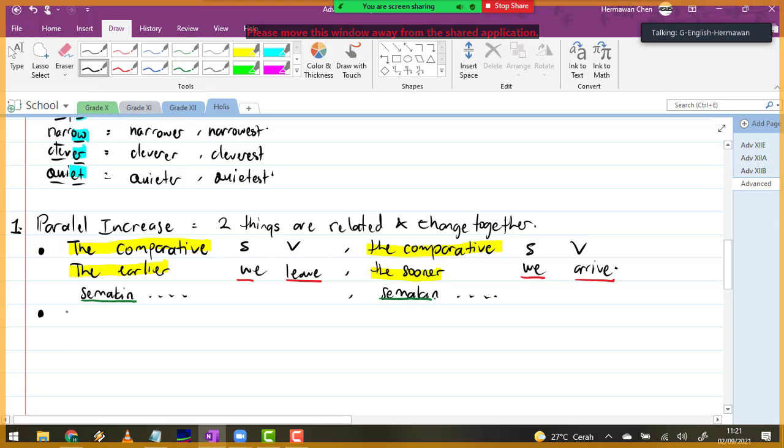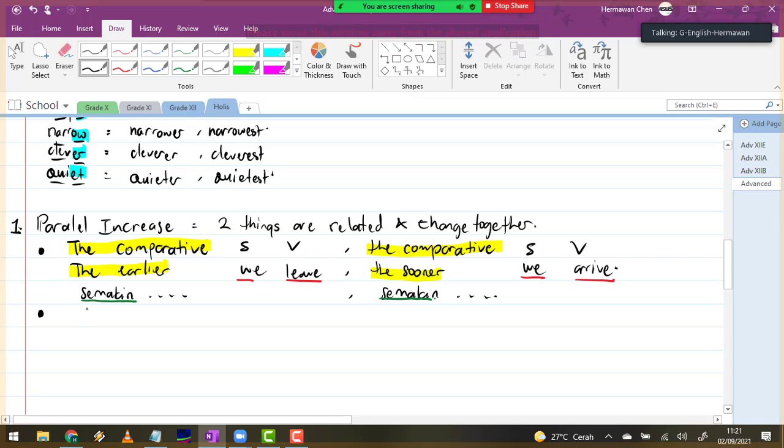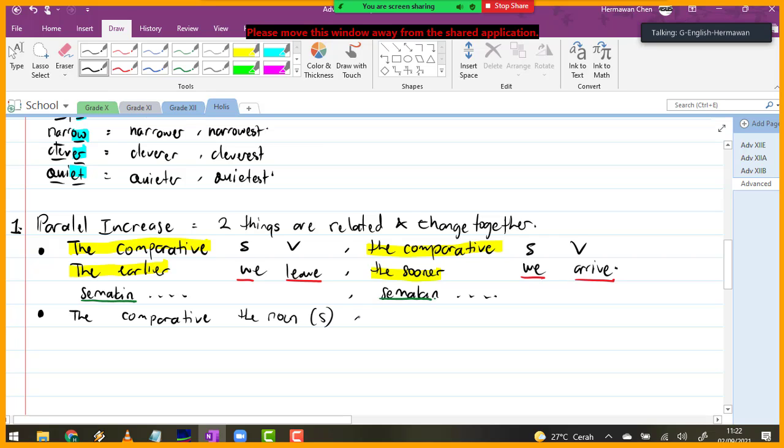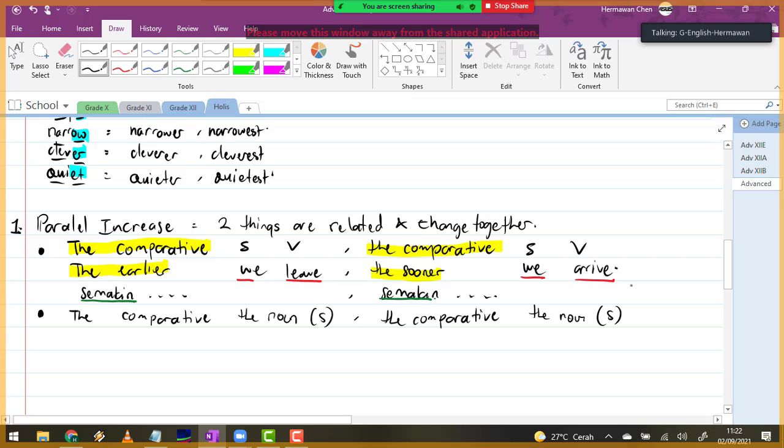Okay, now let's continue to the second pattern. The second pattern is actually the shorter version of the first pattern. It becomes the comparative, the noun. The noun is actually the subject, yeah? And the comparative, the noun, the subject as well. In other words, we do not use the verb any longer.